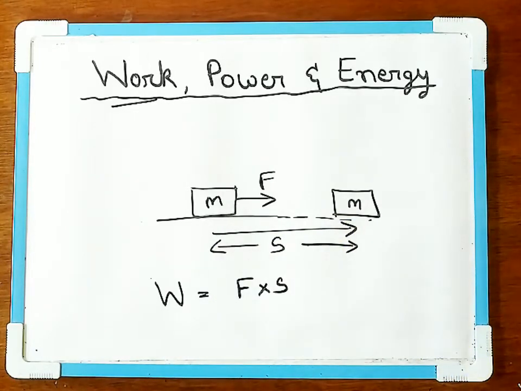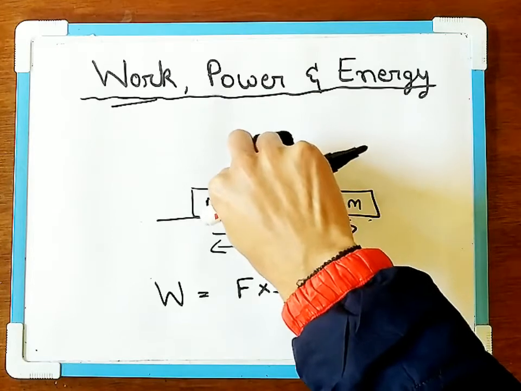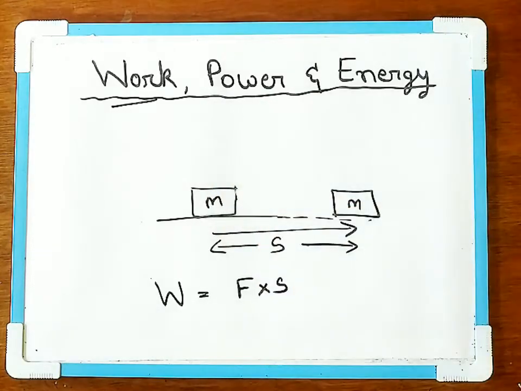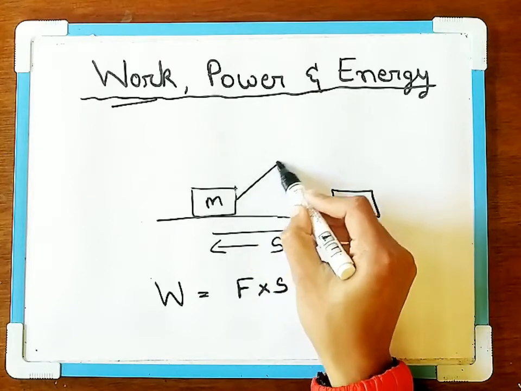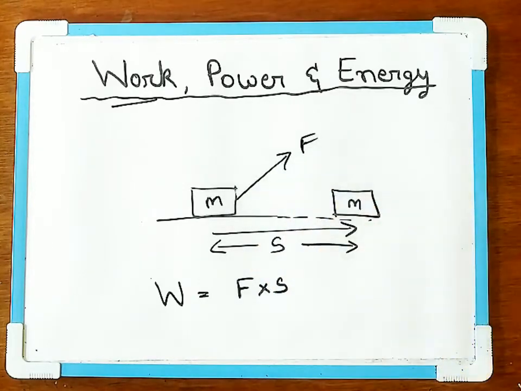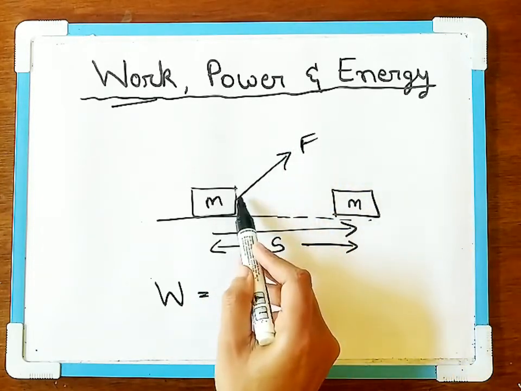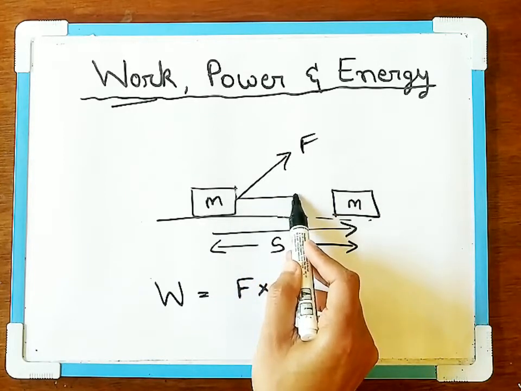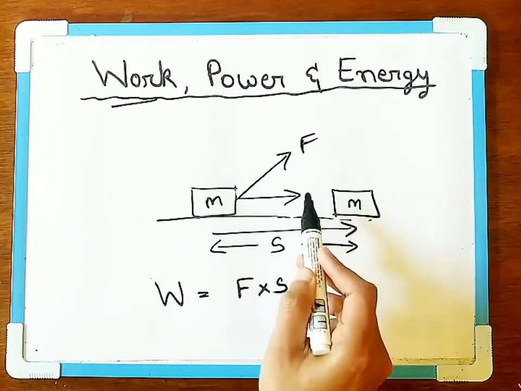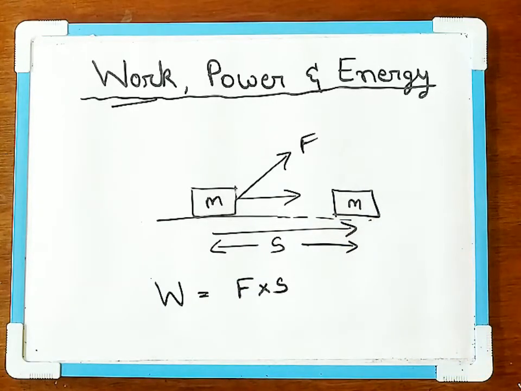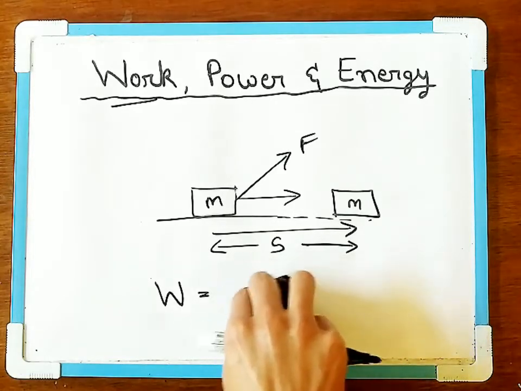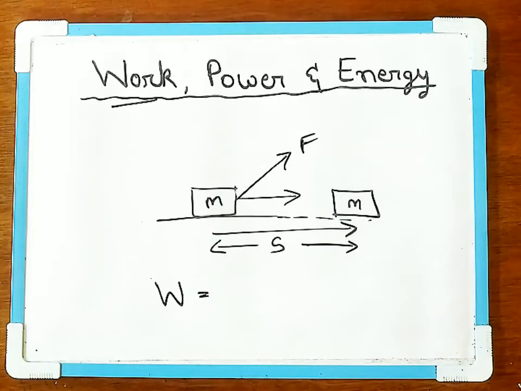But if the force is in a different direction from the displacement, suppose we applied a force in this direction, and here the displacement is in this direction. Okay, so this is the direction of the displacement. So here the force is not in the direction of the displacement. So to calculate the work done, we don't simply multiply the force and the displacement. What we'll have to do is take the dot product of the force and the displacement.